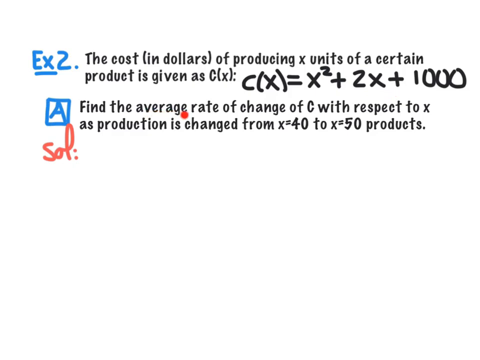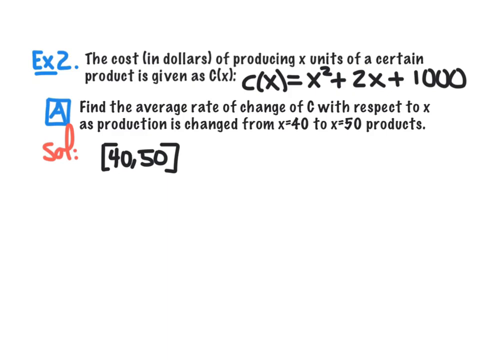Let's suppose we want to find the average rate of change of cost with respect to x, as the production is changed from 40 units to 50 units. So essentially we're trying to find the average rate of change of this function on the interval from 40 to 50.